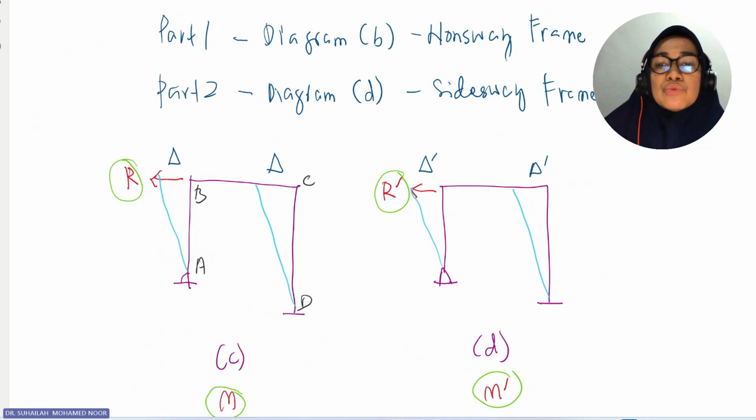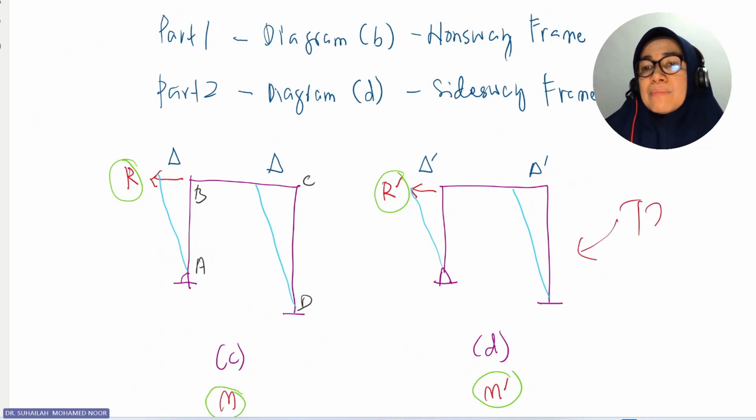So this is table number two. Table number two is from diagram D, not diagram B, not diagram C. Why? In diagram D, we can assume FEM. We do not determine the delta value. Due to delta prime, we assume FEM for D. After we assume FEM, we calculate FEM and complete the table, and we get M prime.